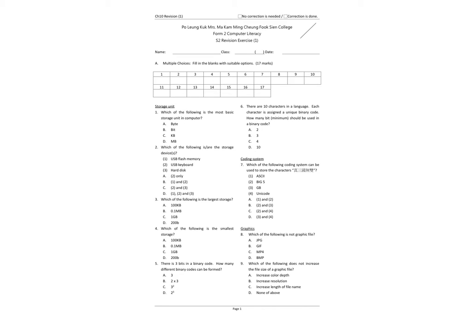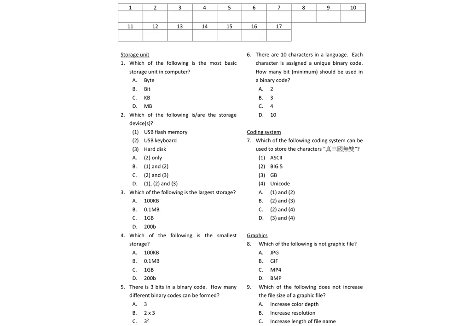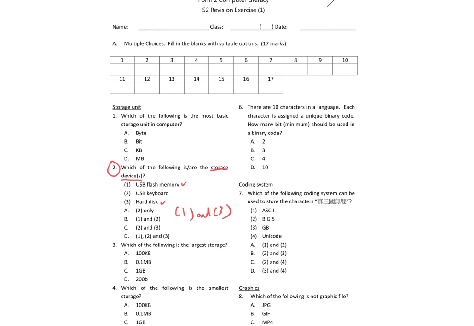So in this video, we will pay attention to the revision exercise of Form 2 Computer Letter C. Let's take a look at the MC questions. One I want to discuss is question 2. It's about storage devices. The storage devices should be 1 and 3. However, you cannot find this answer here. If you check the answer in Google Classroom, it will be 1 and 3.